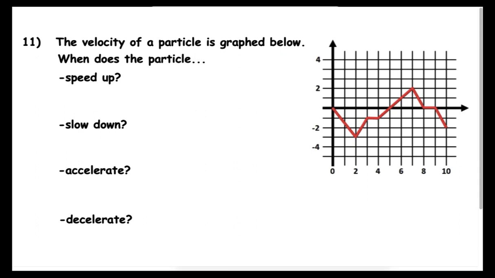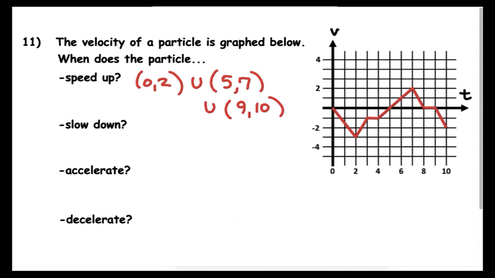Okay, when is this thing speeding up? Well, it's speeding up between 0 and 2, between 5 and 7, and between 9 and 10. When you think about it, that makes complete sense because this is a velocity time graph. If you're driving a car and you hit somebody at 0 miles per hour, then you didn't really hit them. They ran into you because you're sitting still.